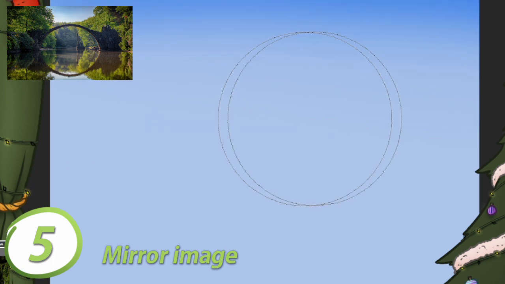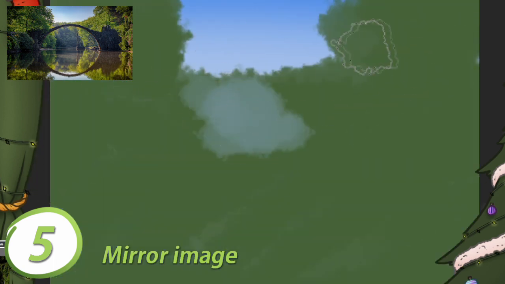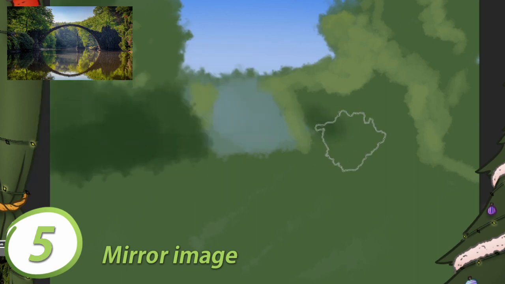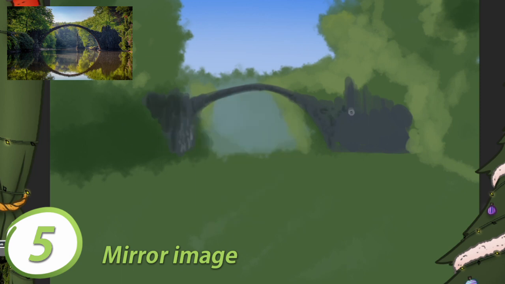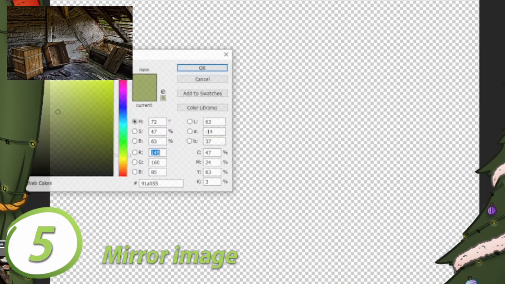Tip number 5. When drawing a lake, don't be afraid to copy paste. Just take the image, flip it vertically, and then add a little bit of a mask to the lake edges. That way you don't have to draw it upside down, because that is too hard. That is why they invented copy paste.